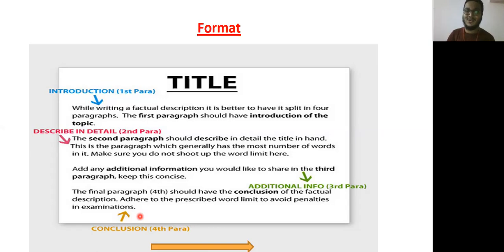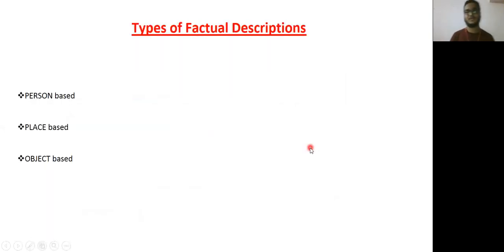If it's asking 100 words, you must not write 140 words. If it is asking 80 words, you must not end in 60 words. Huge differences, you must avoid. Got it? Clear? The format is clear, students. I hope the format part is quite clear to you. Let's move to the types of factual description: person-based, place-based, object-based. This is the type.